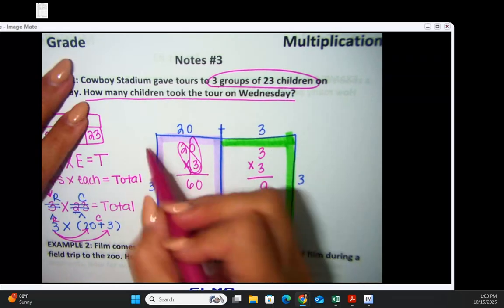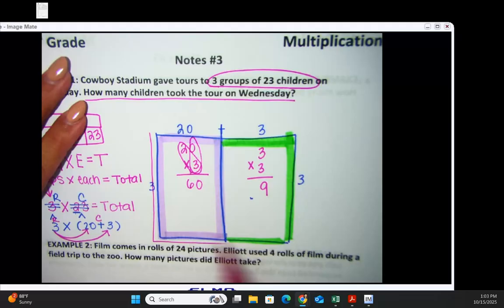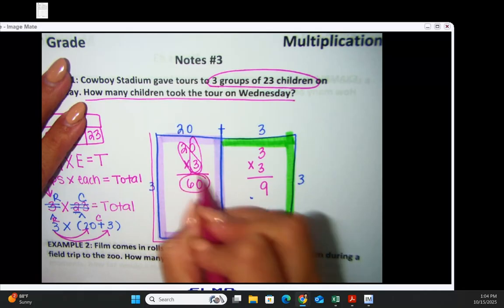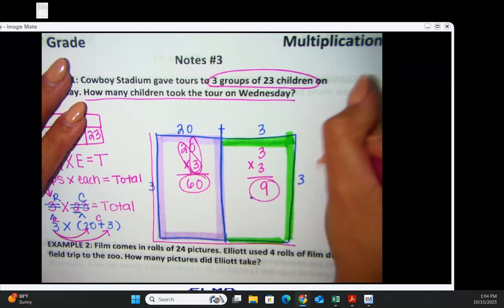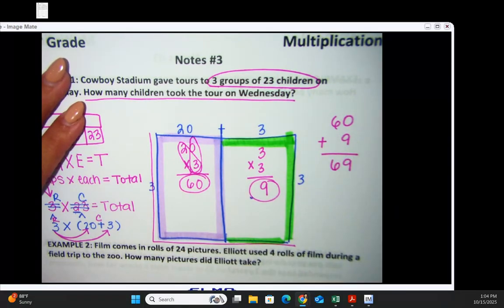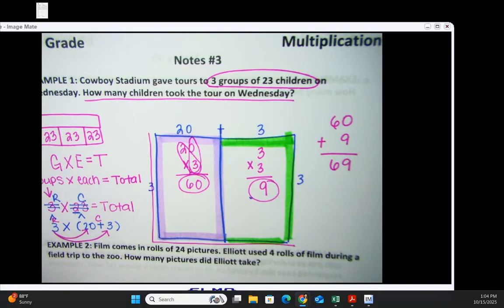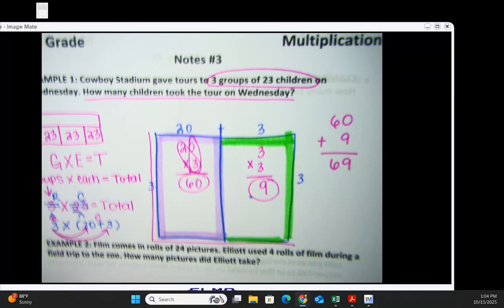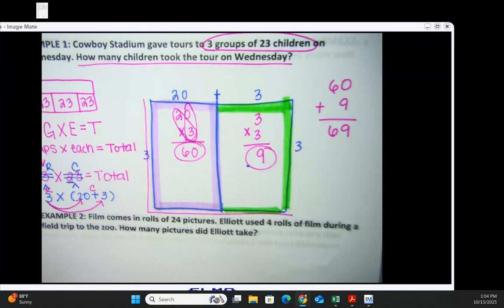So now I have the area of this side of the figure and this side of the figure. But I actually need to know the whole thing. So what am I going to do? Add. I'm going to add these. 60 plus 9 equals 69.